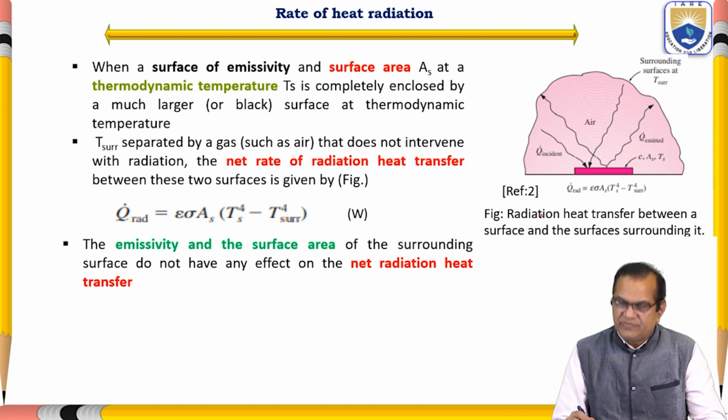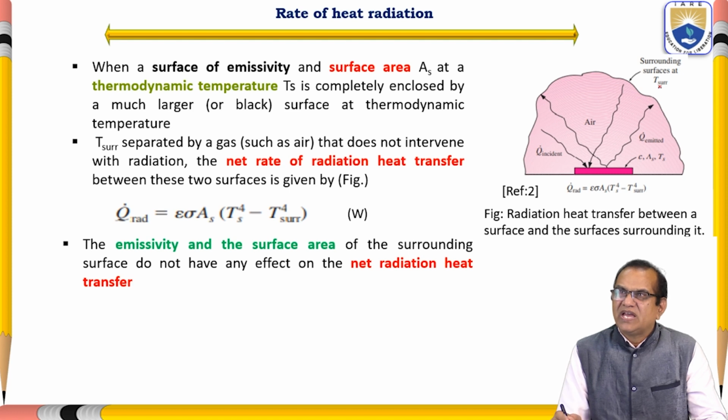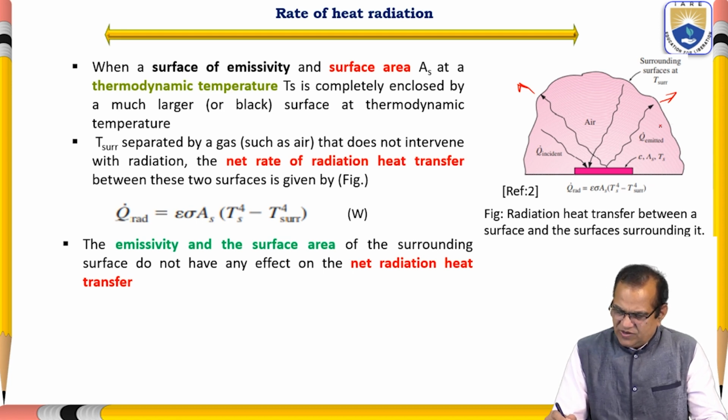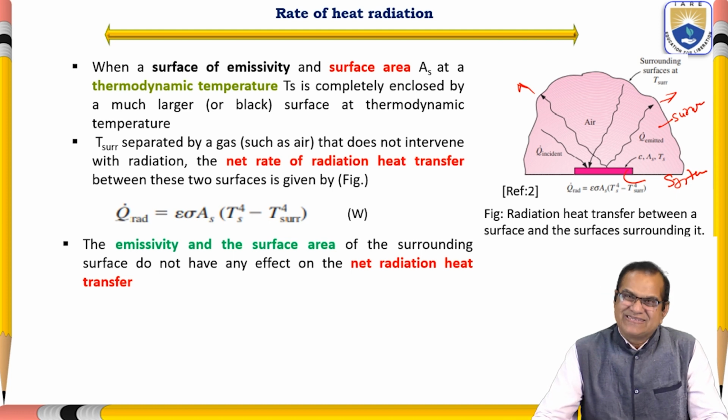If you see this diagram, the radiation heat transfer between a surface and the surface surrounding it. So this red color is the surface, and heat is incident from here, and it is also coming from here. Some heat is going in this direction, some in this direction. So here Q dot radiation is equal to epsilon sigma As times Ts to the power 4 minus T surrounding to the power 4. So this is the surrounding here, and this is the system. So how much it is transferring, that we will be seeing here.